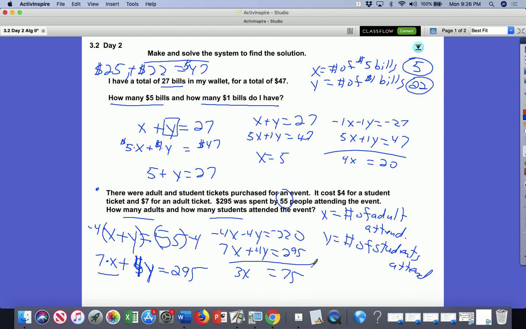So it looks like X is 25. The number of adults attending is 25. How do we find the number of students attending? Well, plug it back into any one of these original equations, and that's just the total number is 55. So if we've got 25 adults, then we're going to have 30 students. And I'm sure if you check the revenue of that, it's going to total to be $295. Okay.